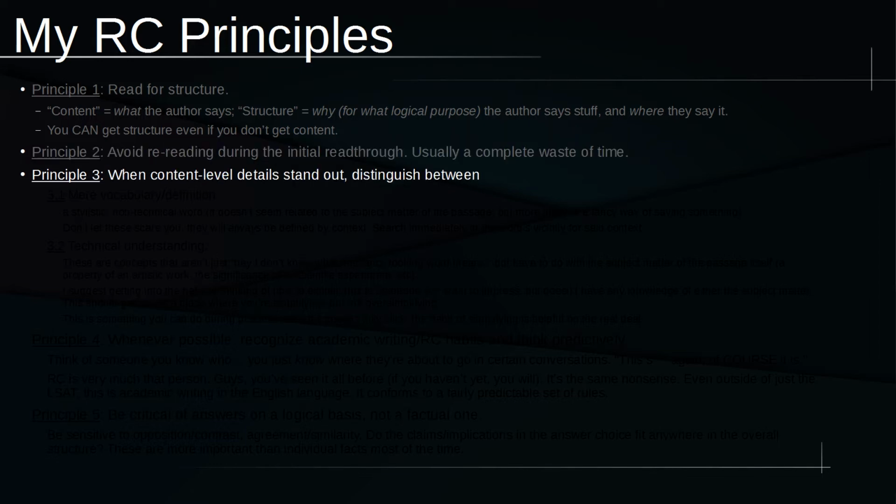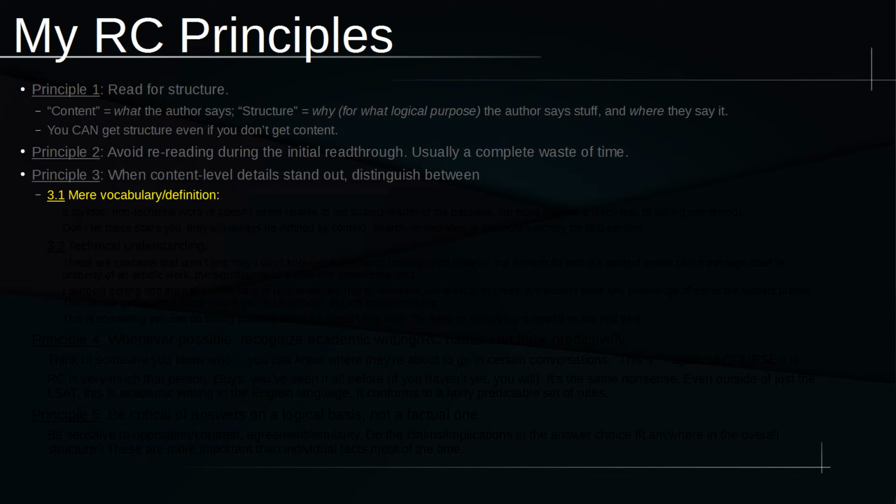So while principles 1 and 2 are more a general reading thing that I won't really have much opportunity to call out directly, principle 3 is where we get into a little bit more nitty-gritty stuff. And this is how to deal with things when content level details do stand out. So even though we're focused on structure while we're reading, we do eventually have to address content on some level when it comes to answer choices. And so when we go back and deal with content level details, there's actually more than one kind of content to look at.